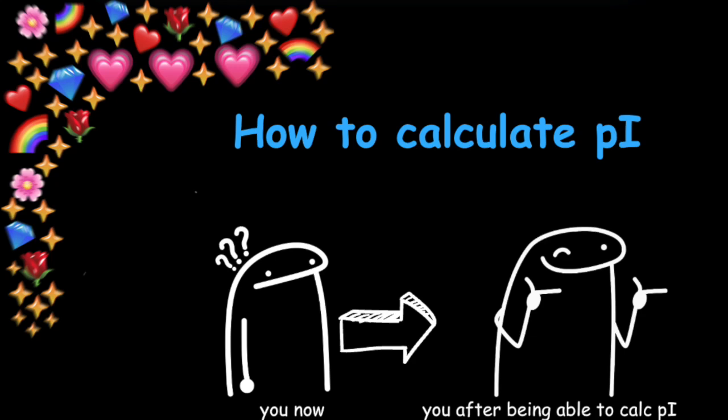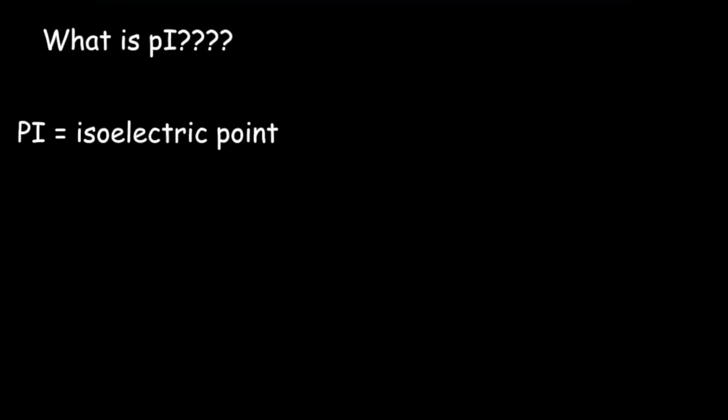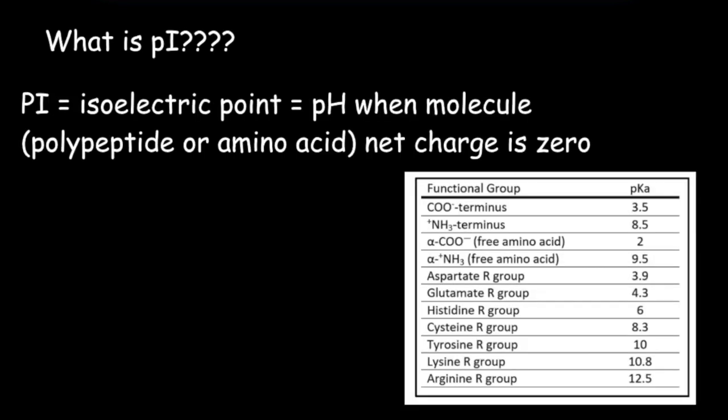This is a tutorial on how to calculate PI for super cool kids only. You may be asking yourself, what is PI? PI is also called the isoelectric point, and it is the pH at which a molecule's net charge is zero. In biochemistry, usually the molecule that you're looking at a PI for is either an amino acid or a polypeptide.